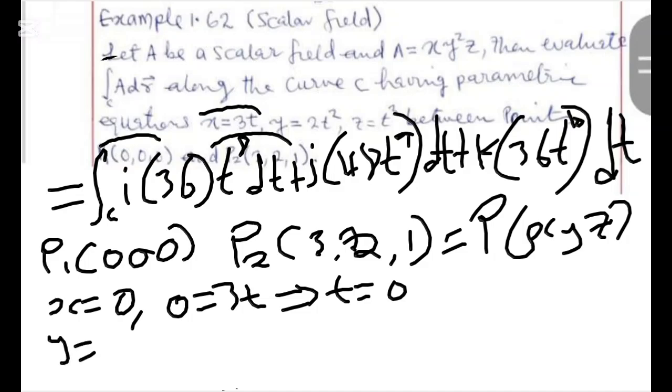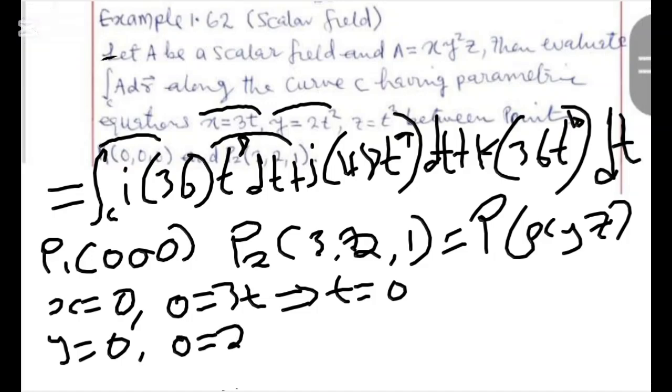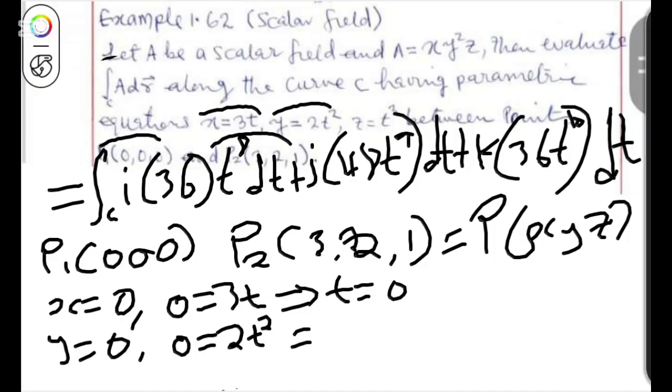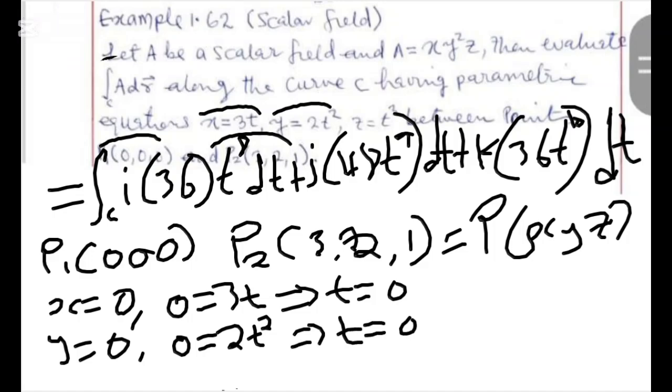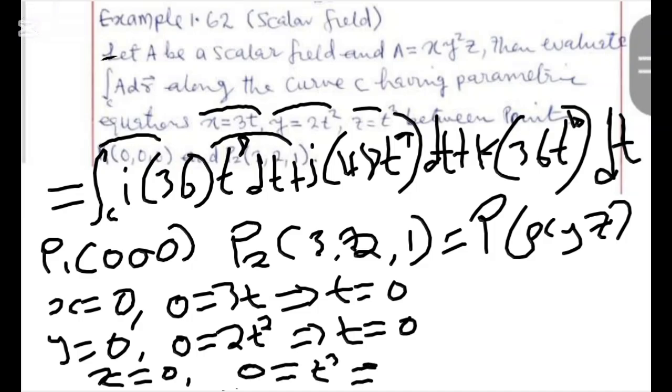And for y, when y it is equals to 0, see, this is y. The only place we have y is this y. So this will become 0 is the same thing as 2t squared. Where t it is equals to 0. And when z it is equals to 0, so 0 is the same thing as t power what? Power 3. This is when t it is equals to 0.